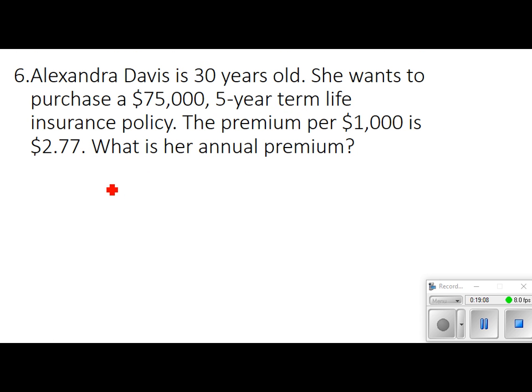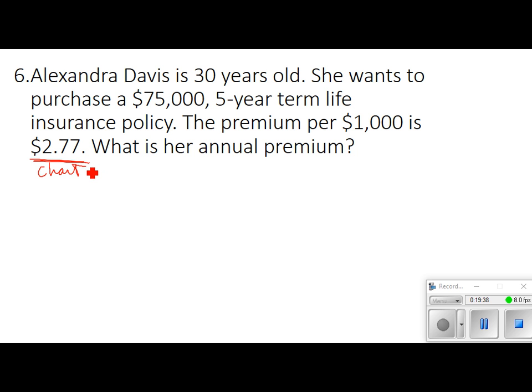Alexandra Davis is 30 years old. She wants to purchase a $75,000 5-year term life insurance policy. The premium per $1,000 is 2.77. That comes off the chart, the first chart that I showed you. What's her annual premium? You're not really using the chart because they've already told you the number from the chart. That's where that came from.